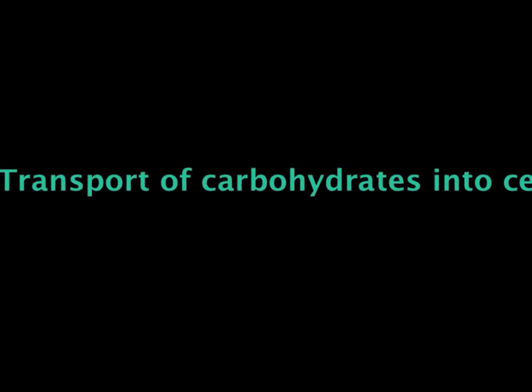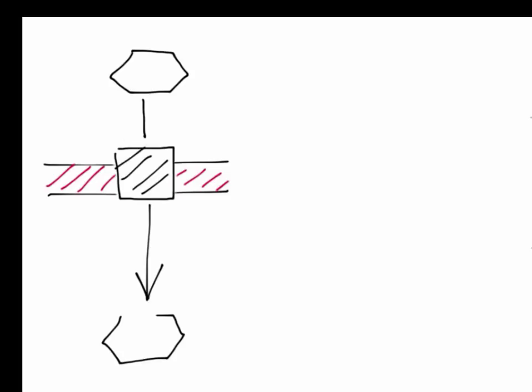Okay, now let's look at the transport of carbohydrates into cells. Glucose and other monosaccharides are polar molecules, and they can't cross the hydrophobic part of the cell membrane. So we need a transport protein that can bind these molecules and provide a channel so they can move across the cell membrane. First, let's examine the transport of glucose into cells, and then we'll identify transporters that move the other monosaccharides across the cell membrane.